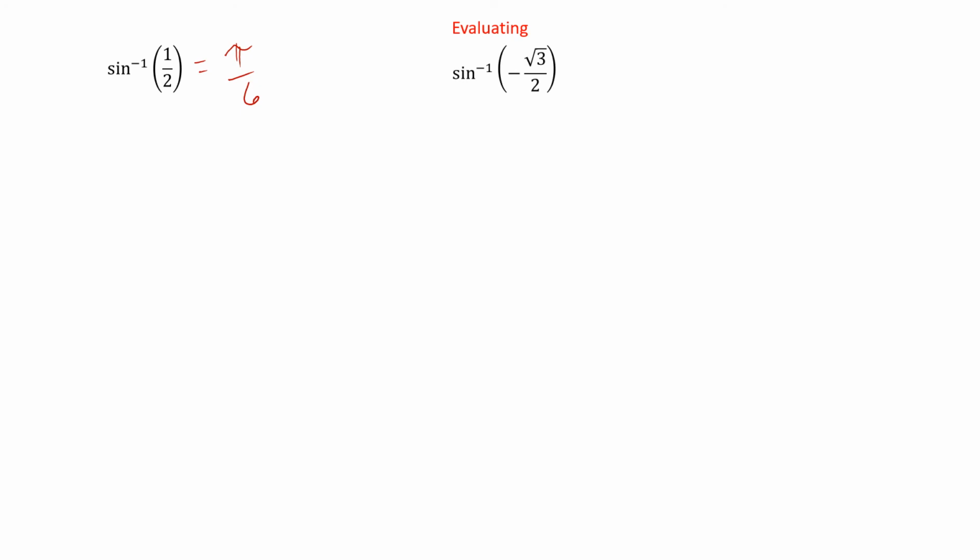How about negative √3/2? Well, it's going to be negative, so it's backwards. √3/2 is going to be pi/3, so this will be negative pi/3. Is the inverse sine there?